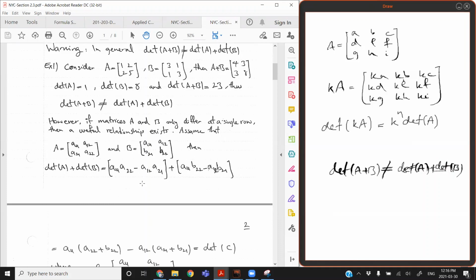Now, however, there is an interesting relationship, which I'm going to describe here using these examples. If matrices A and B only differ at a single row, so the other rows are the same, then an interesting relationship exists.